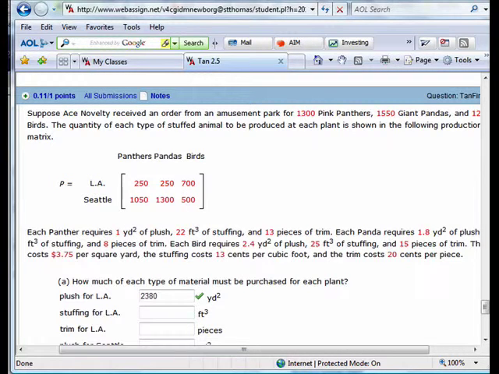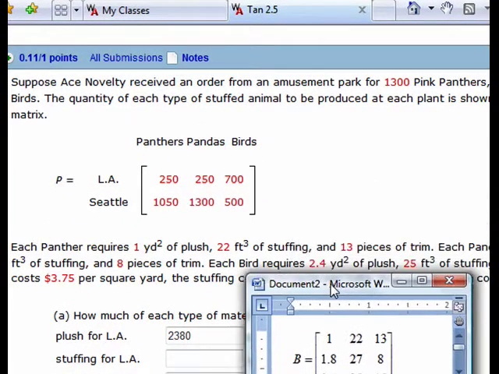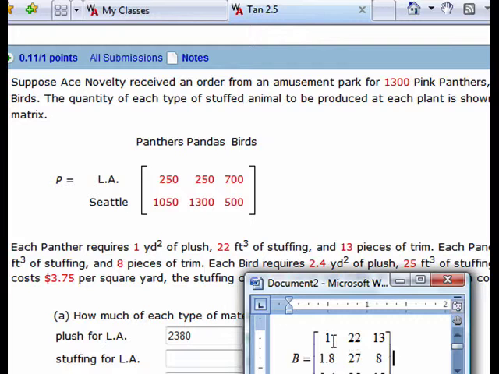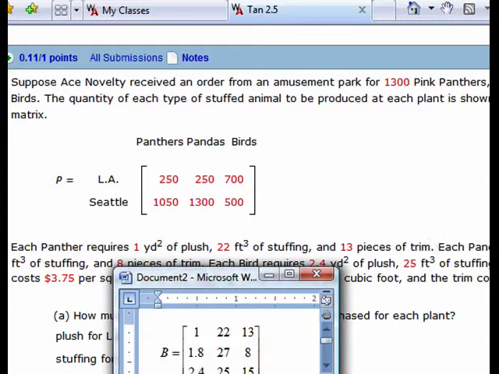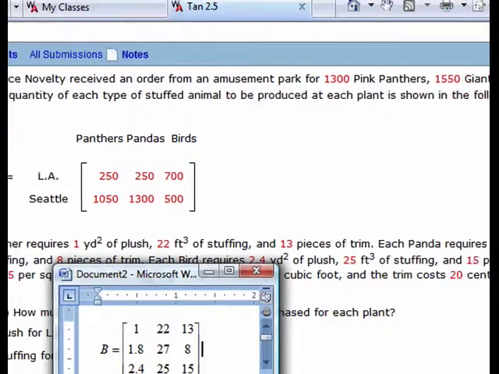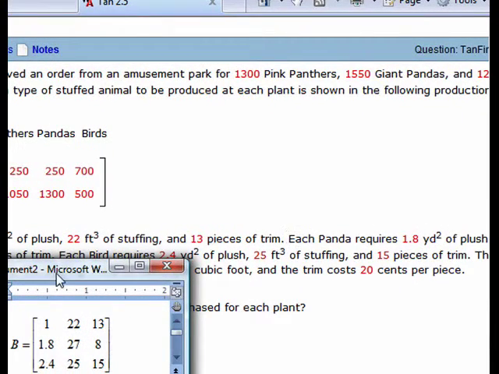So I made a matrix B, and I just went straight across. For the panther, there was the 1 yard and the 22 cubic feet and the 13 pieces of trim, and then the pandas went in the second row. So here's the plush, then the stuffing, and then trim. When we multiply these together, A times B, remember, it's the first row times the first column. So 1 was plush for the panthers. 1.8 was plush for the panda.